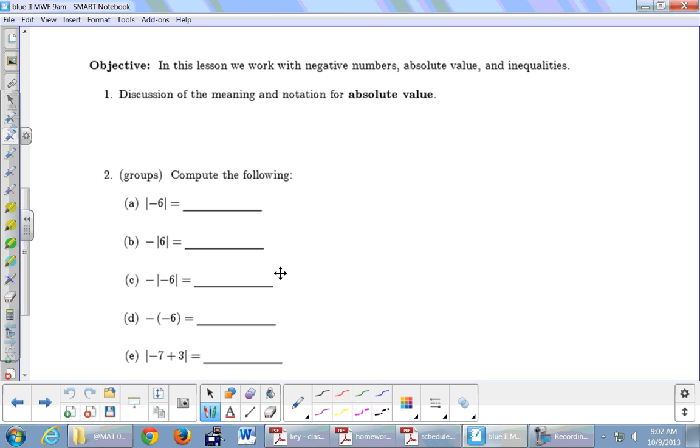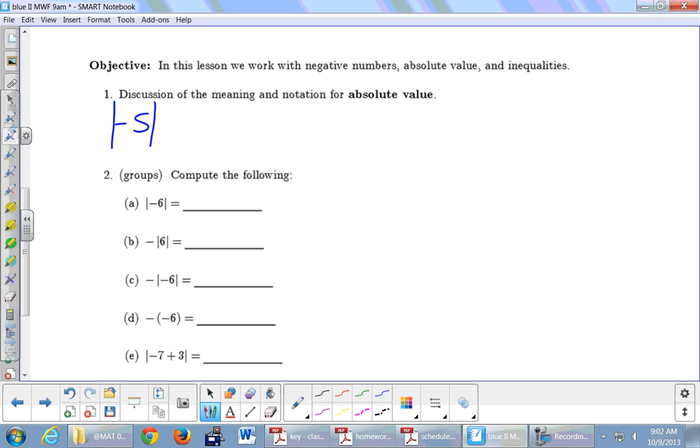Okay, so have you guys seen the notation for absolute value? Do you know how to write absolute value? How do we write it? Bars on either side of the number. Okay, so if we had something like -5 and then bars on either side of the number, we read this as the absolute value of -5. What is that?